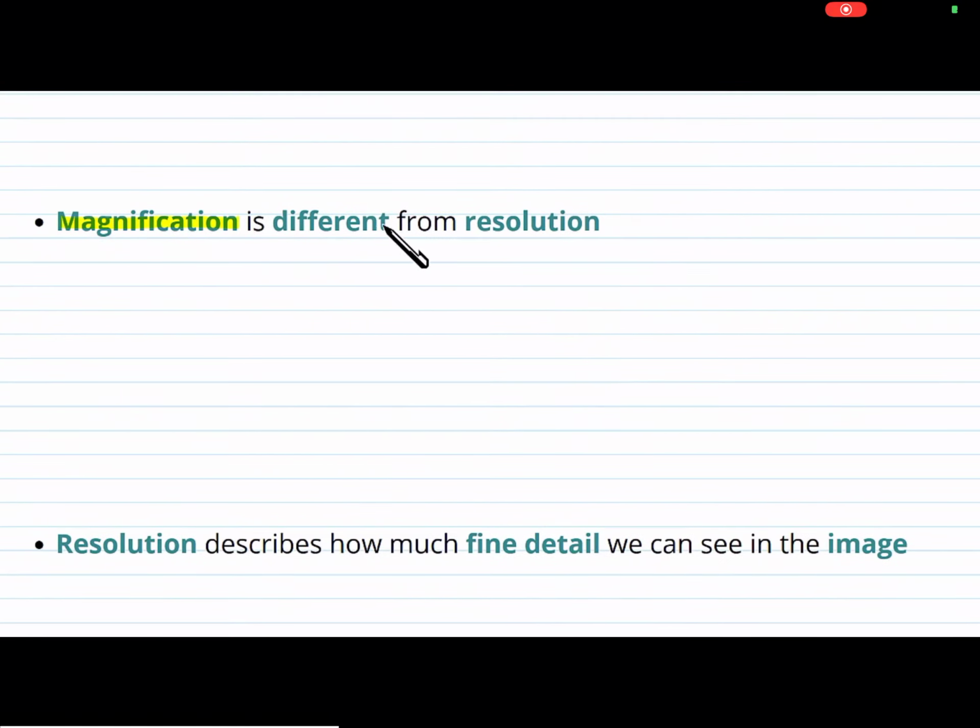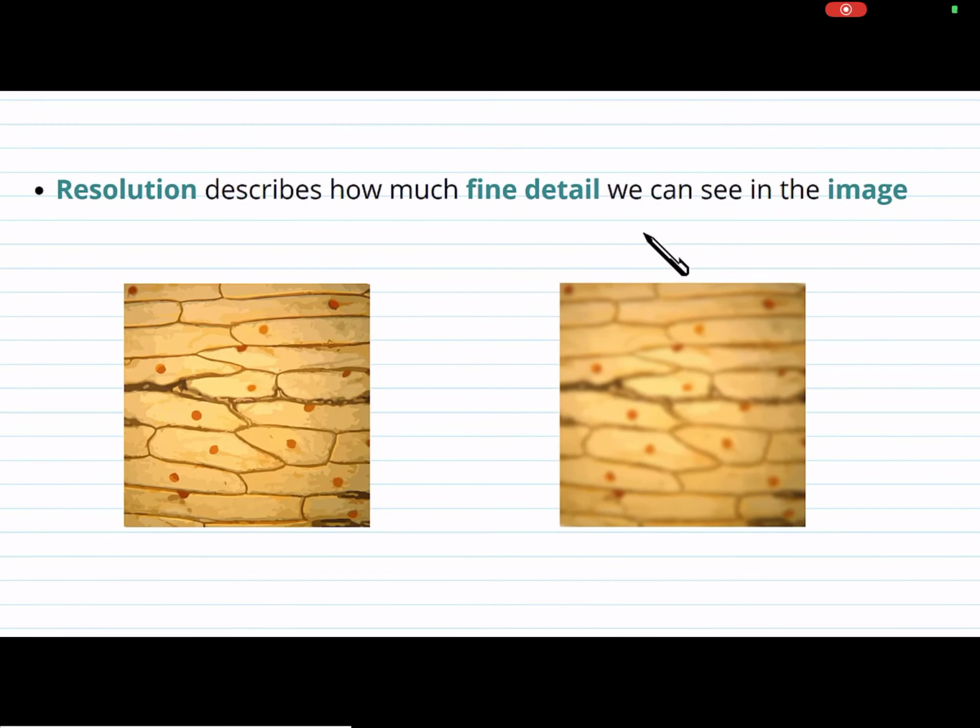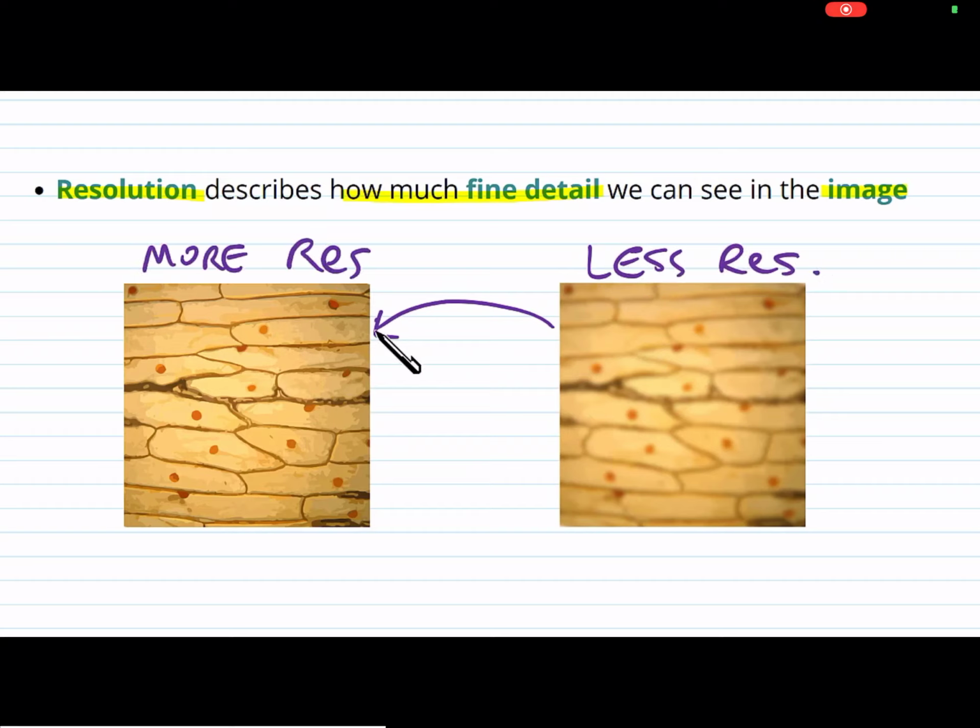But magnification is not the same as resolution. Resolution and magnification are completely different things. Resolution describes how much fine detail we can see in an image. Something with a greater resolution looks sharper and more detailed in its finer structures than this one. So this has less resolution and this one has more. You'll notice this is quite similar to a TV. Clearer, sharper TVs with a lot higher definition have more resolution than those that look a bit less clear.